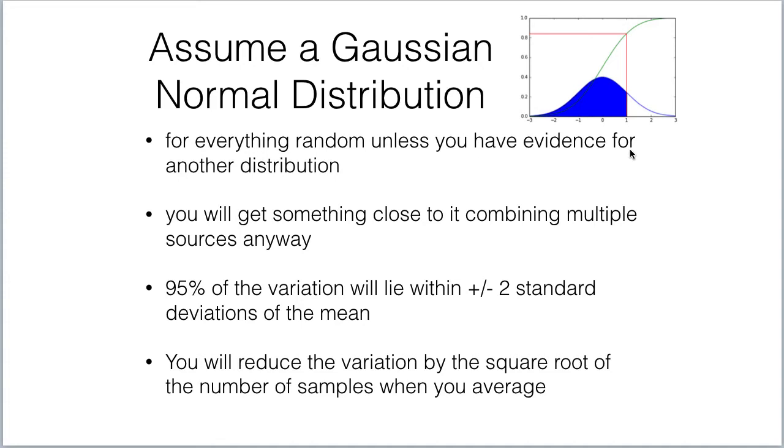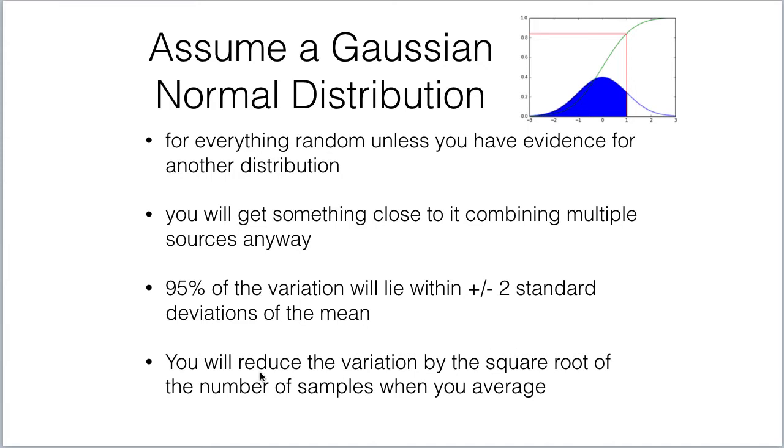Now, we're always going to assume a Gaussian normal distribution for our errors in this course. In other courses, we might look for something else if we have evidence for another distribution, but we're going to stick with Gaussians in this course. And you'll get something close to it by combining multiple sources anyway. And remember, 95% of the variation in a Gaussian distribution will lie within plus or minus 2 standard deviations, this region in here, on a Gaussian distribution.